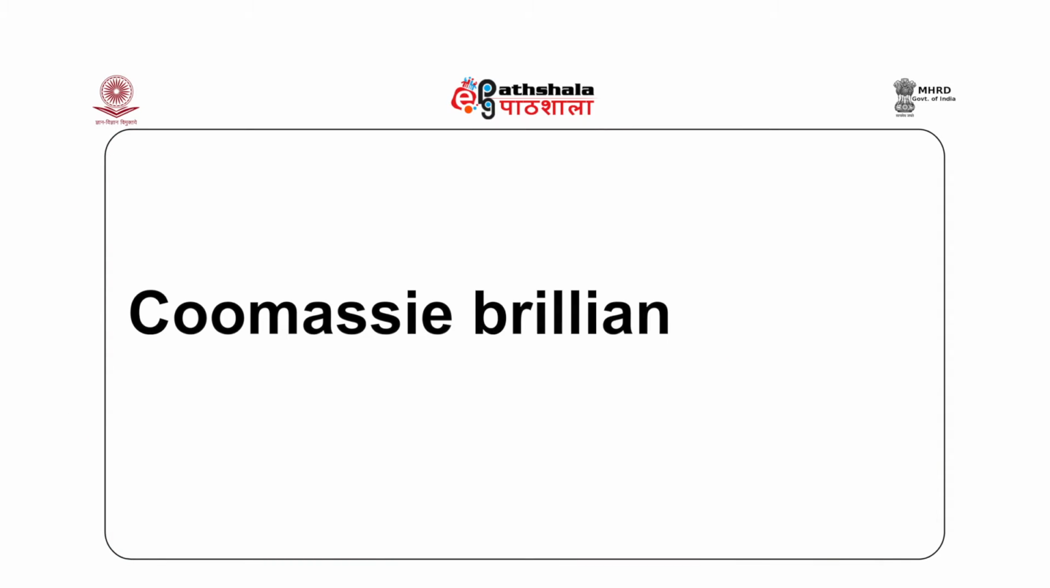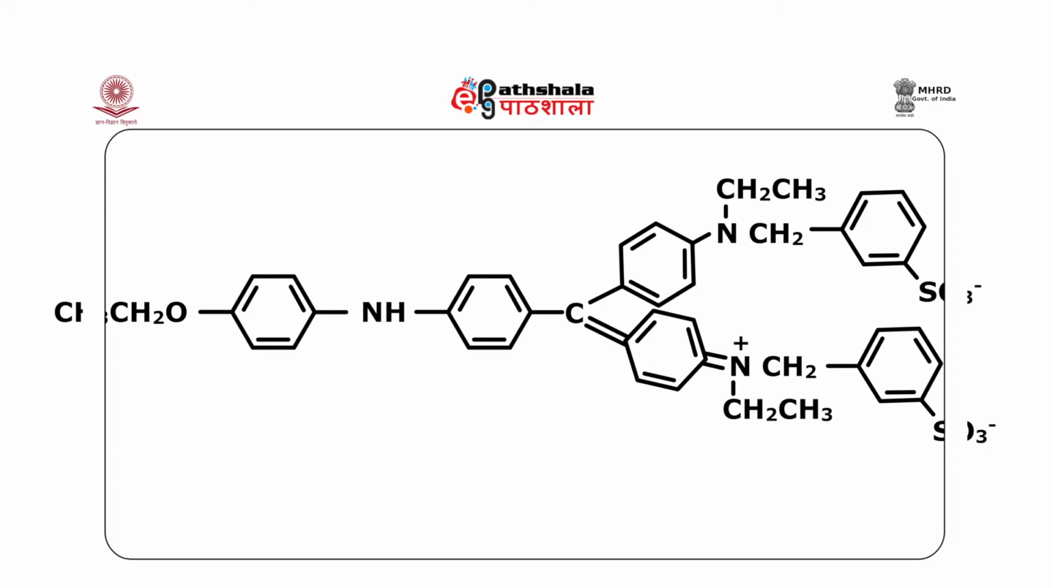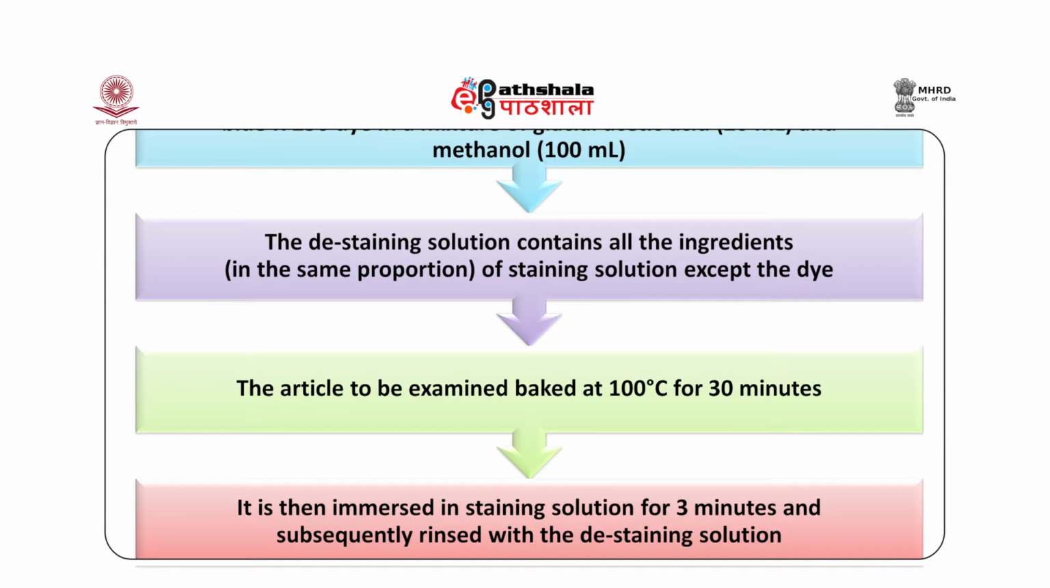Then, number 3 is Coomassie brilliant blue R. Two solutions are required for developing blood fingerprints with Coomassie blue reagent. The staining solution is prepared by dissolving 0.2 gram Coomassie brilliant blue R 250 dye in a mixture of glacial acetic acid and methanol. The destaining solution contains all the ingredients of staining solution except the dye.